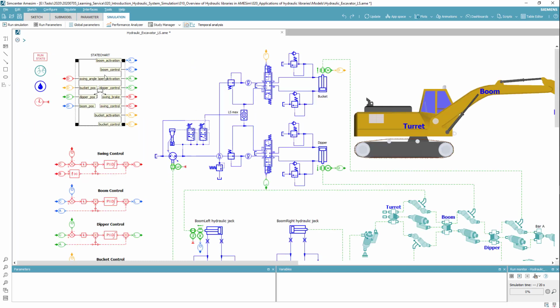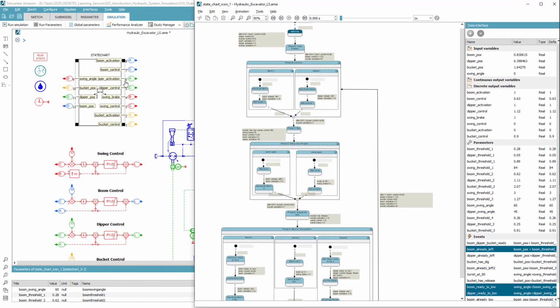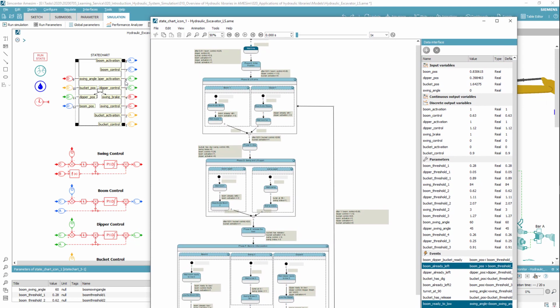Moreover, there is also a state chart block. Basically, inside it we design a sequence of flow charts, which is used to control the movement of the swing, for example, and also the dipper, boom, and the bucket. So basically, based on this state chart block, we can let the model finish a complete digging cycle.